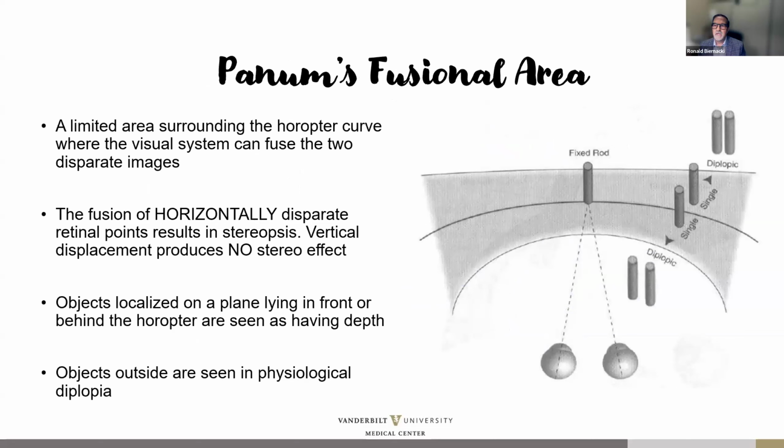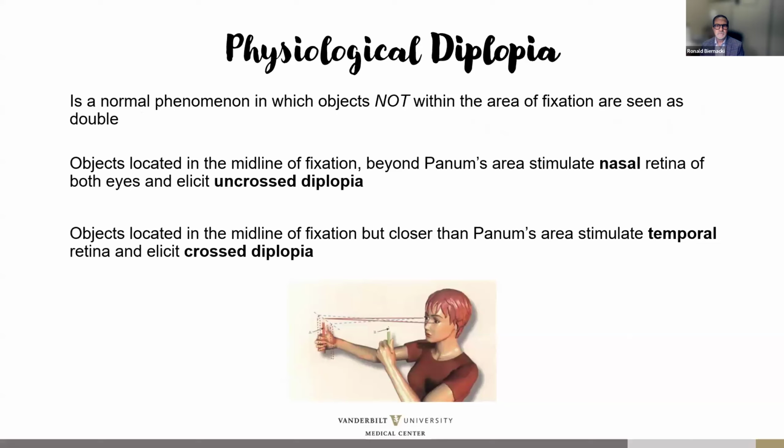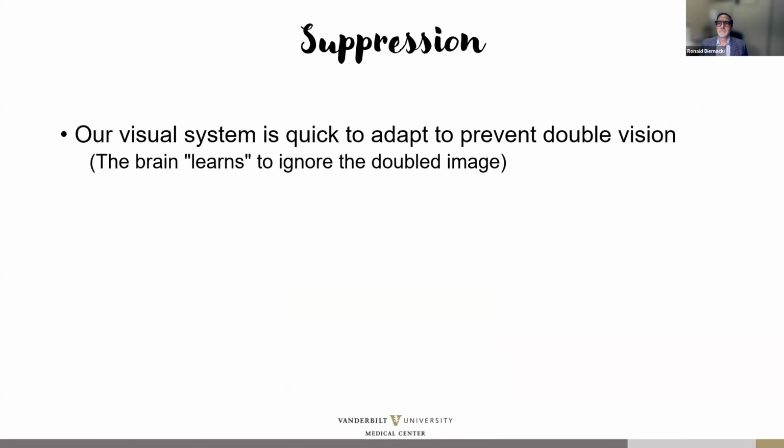In Panum's fusional area, there's a limited area that surrounds the horopter curve where the visual system can fuse 2 disparate images made up of horizontal disparate points, because vertical displacement produces no stereo effect. And then Panum's area expands and contracts depending on the size, sharpness, and speed of the stimuli. I think it's best to demonstrate Panum's area by using physiological diplopia to elicit crossed or uncrossed diplopia. So when you look at the distant object, the near object will have crossed diplopia by using the temporal retina. And if you concentrate on the near object, that distant object will demonstrate uncrossed diplopia by stimulating the nasal retina. But our visual system is quick to adapt and to suppress an image to prevent double vision or confusion.